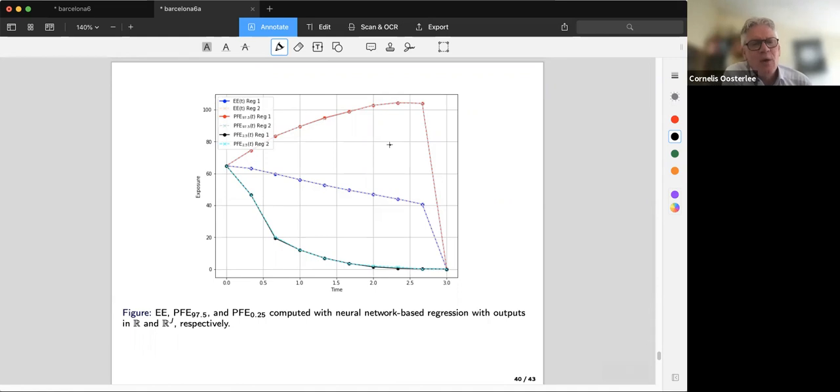So for this problem, we also have the expected exposure, the potential future exposure at 97.5% and at 0.25%. And we compare them. We have 2 different regression techniques here, and we compare the results and we see very similar results. So this is neural network-based regression. We see that these results are very similar.